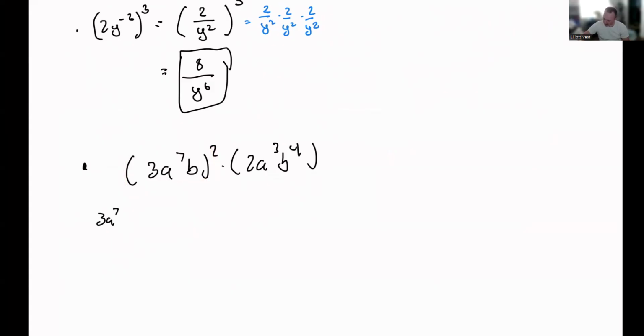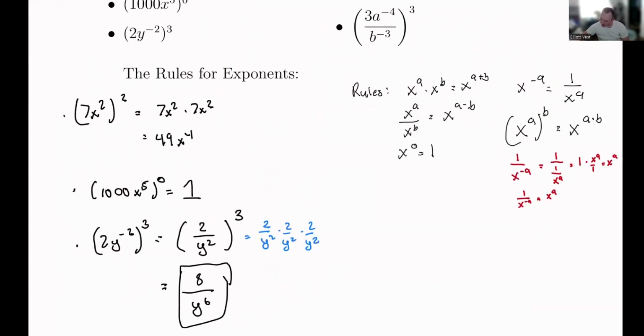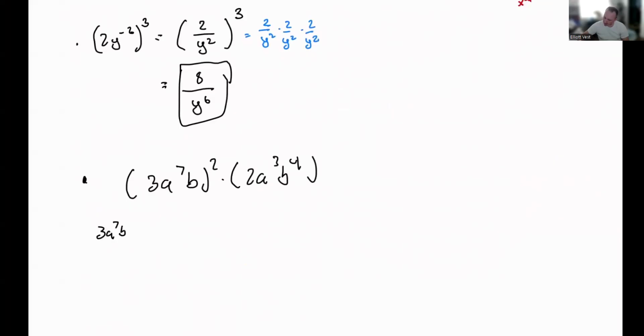3a to the 7th b, what, this was just b, right? Yeah, b times 3a to the seventh b. That is from writing it out twice. Maybe I can change this to green so you can kind of see that splitting it out. And then times 2a cubed b to the fourth.